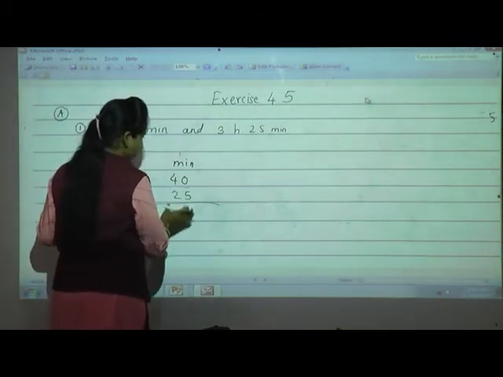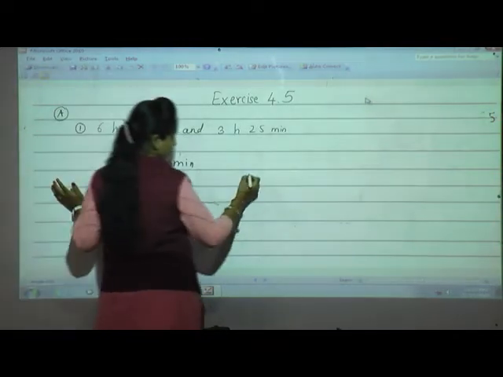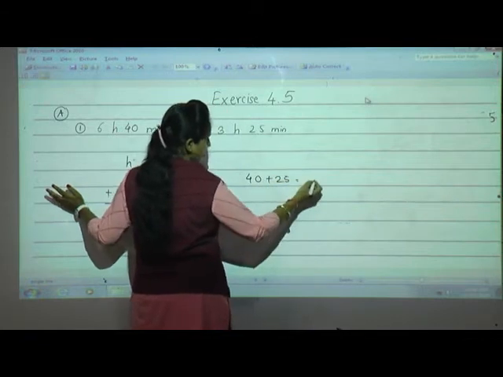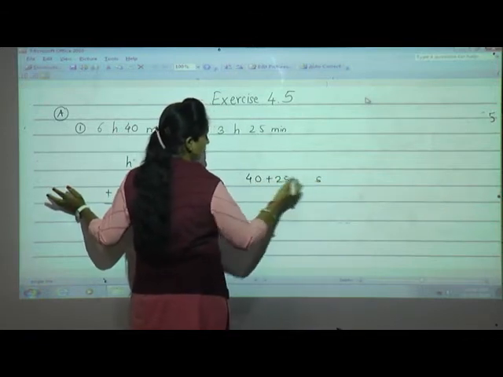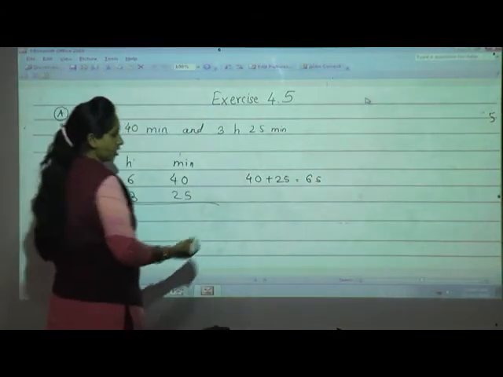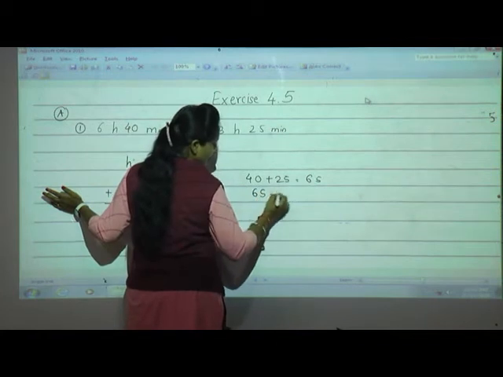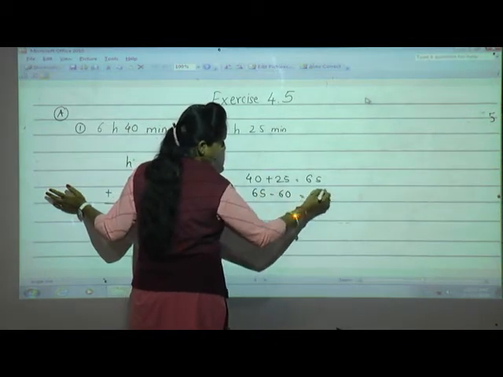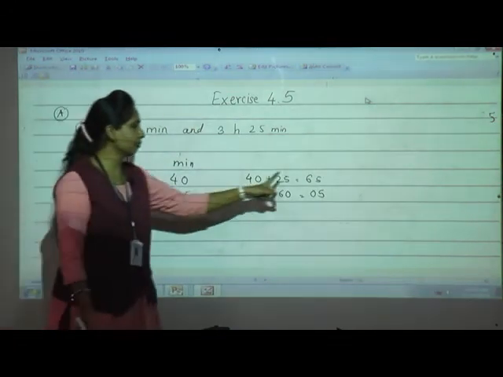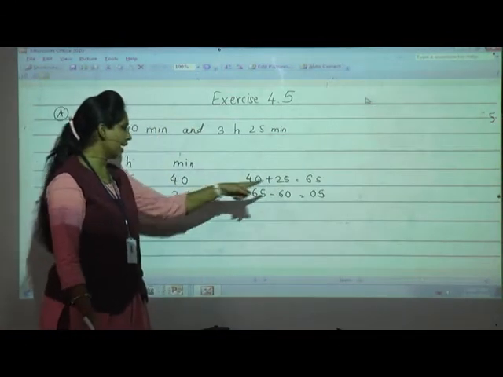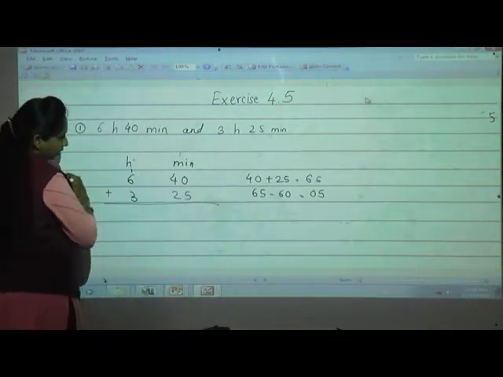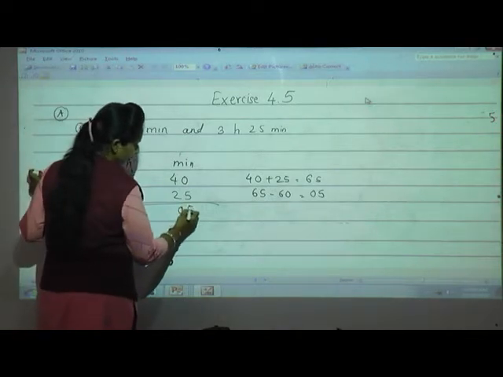Here we need to add minutes first, so 40 plus 25. 5 plus 0 is 5. 4 plus 2 is 6. Now 65, it is more than 60. So what we have to do? 65 minus 60, so we have 5. It means in 65 minutes we have 1 hour and 5 minutes. So we carry 1 hour here and write 5 here.